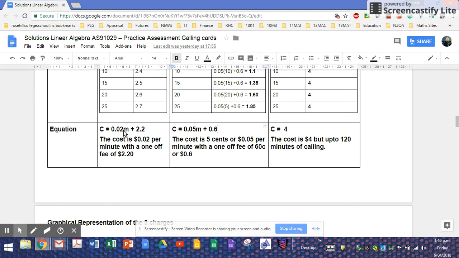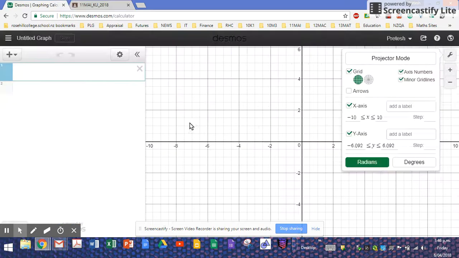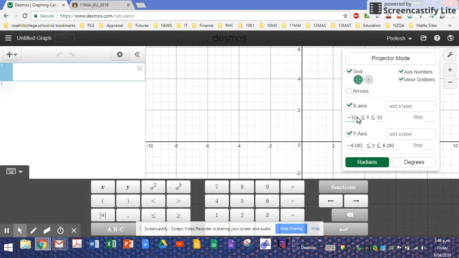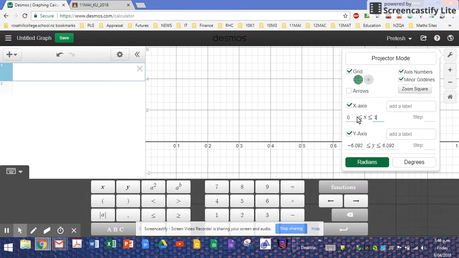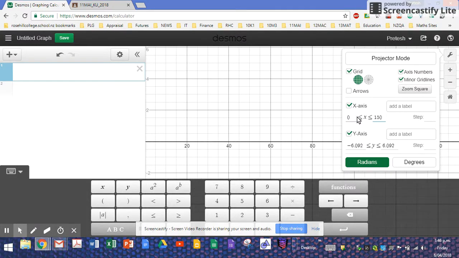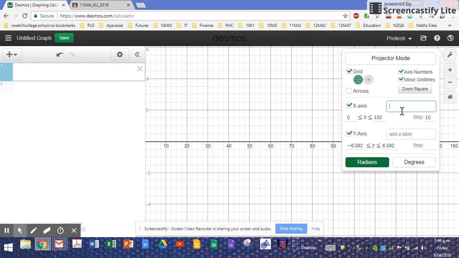So that's 2 cents per minute. This is 5 cents per minute. This is a $4 charge up to a calling time of 120 minutes. So I'm going to set up my x's accordingly. So of course, minimum was 0. I will do 150 minutes just so I can see the graph, and my steps will be, I don't know, maybe in tens.